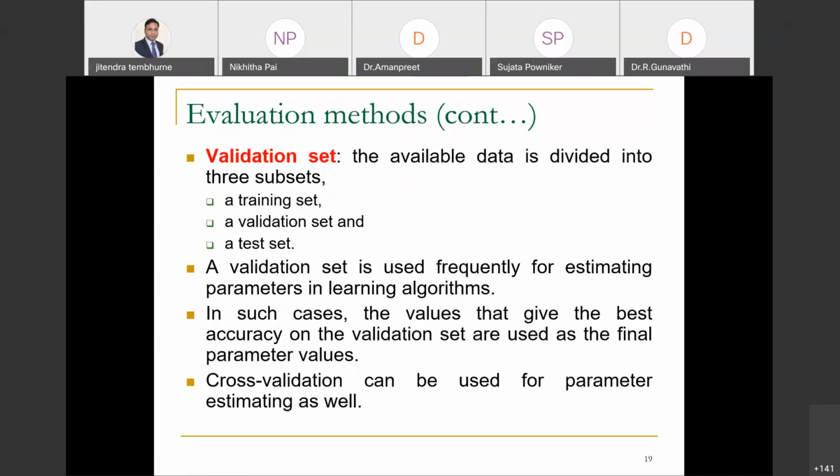Now moving further, validation set. This was asked by Jayapal. So what is a validation set? The available data can be divided into sets.